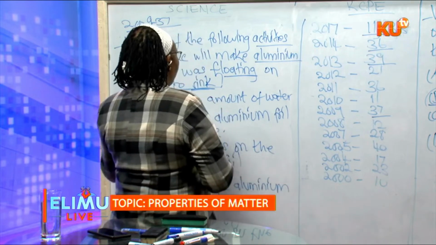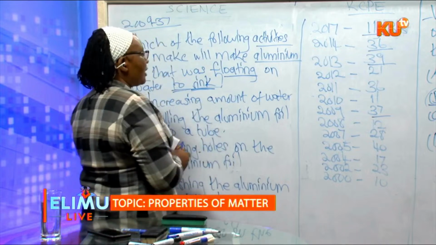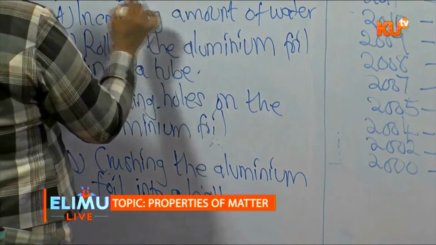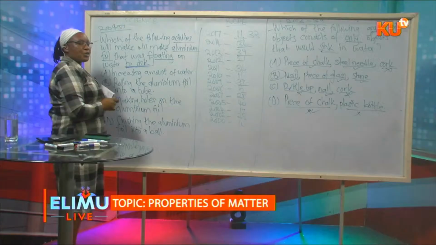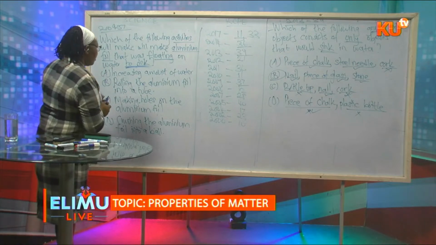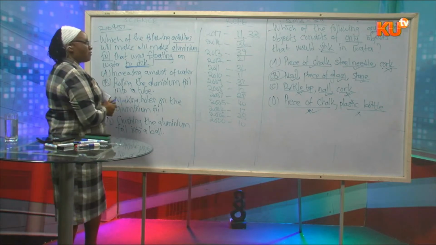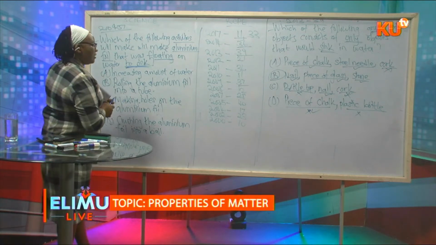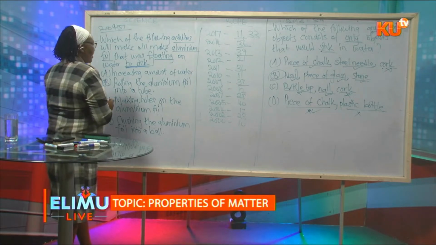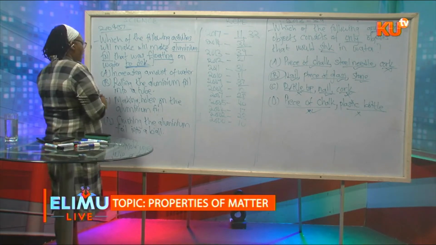Now, when you take this foil and you put it on water, it will float. But the question asks, how do you make this aluminium foil sink? The first answer is increasing the amount of water. You should ask yourself whether when you increase the amount of water, you'll change the shape or the material, and your answer will be no. So it will not affect the aluminium foil, it will remain floating.